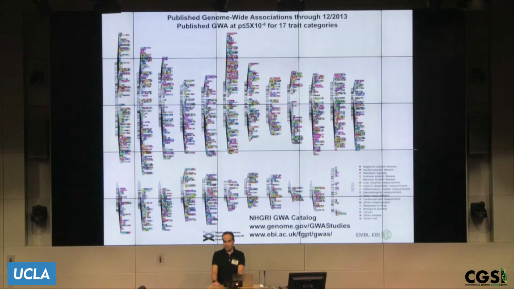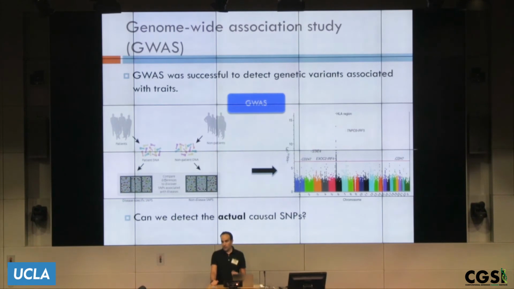But then what we actually tried to look at was a follow-on problem to this, which is that, okay, they found all these associations, right? They did these GWASs, they found these associations. So the question is, can we detect what the actual causal SNP is? And I'll talk a little bit more about that. But what do I mean by that?